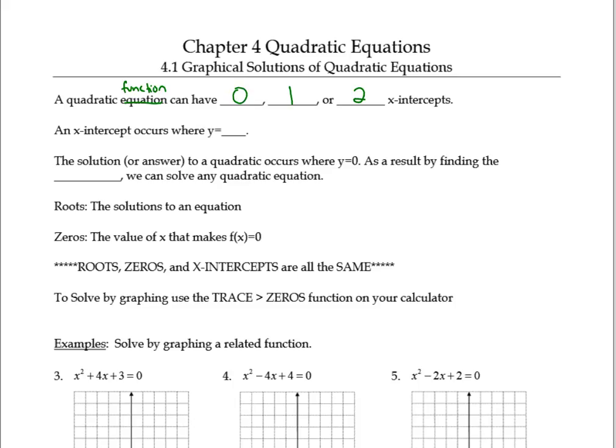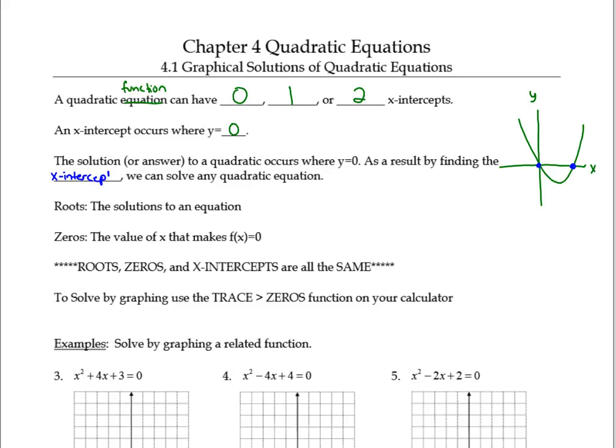Okay? And so the x-intercept occurs when what? When y is equal to 0. So when y is equal to 0, that is where our x-intercept occurs. Right? When y is 0. As a result, by finding the x-intercept, we can solve any quadratic equation.